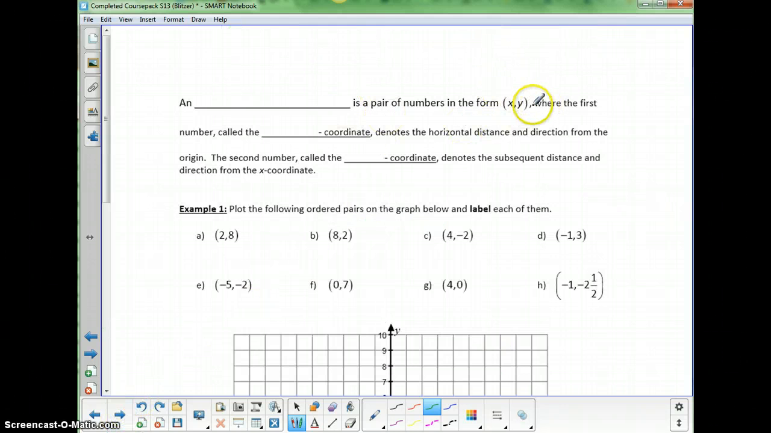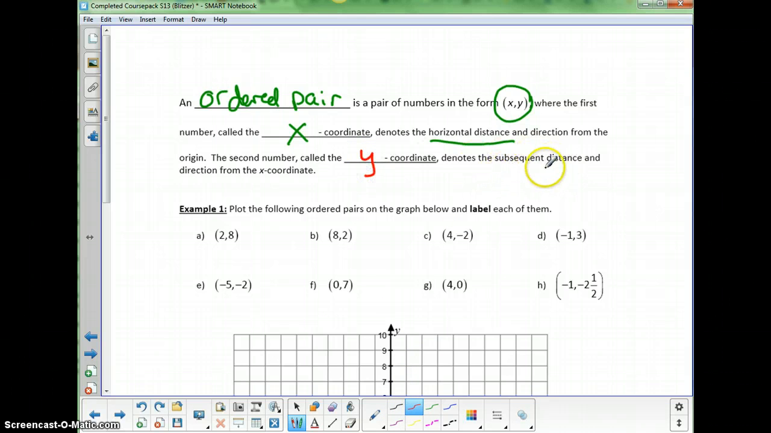The next page we have a blank is a pair of numbers. That would be an ordered pair. There we go, an ordered pair. It's a pair of numbers in the form x comma y, where the first number is called the x-coordinate, and that denotes the horizontal distance and direction from the origin. The second number, called the y-coordinate, denotes subsequent distance and direction from the x-coordinate. I should make a note, this is the subsequent vertical distance and direction. Y is vertical where x is horizontal.